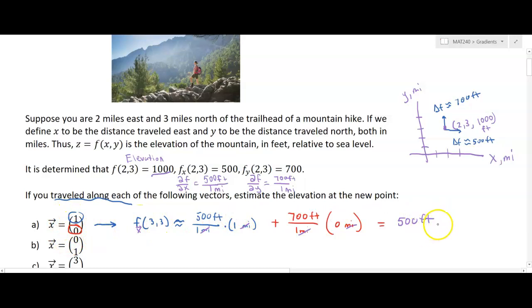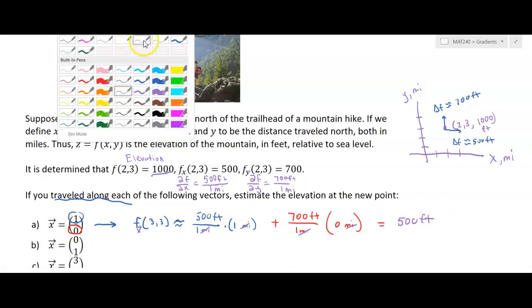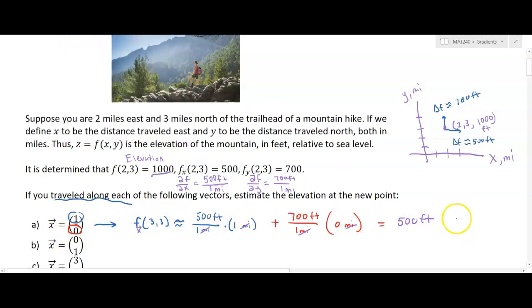So we get 500 feet, and now we can put this together and say, well, this is the new elevation, f of 3, 3. That's the actual elevation. We approximate this to be where we were, which was 1,000 feet, plus the 500 feet that we just gained by moving in that direction. So we should be at an elevation of 1,500 feet, as we described intuitively a moment ago.